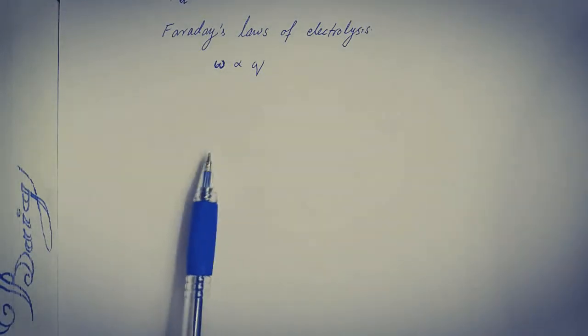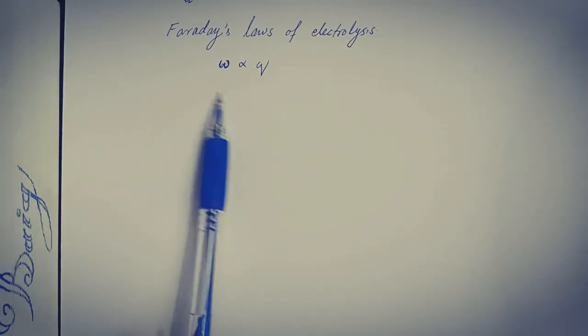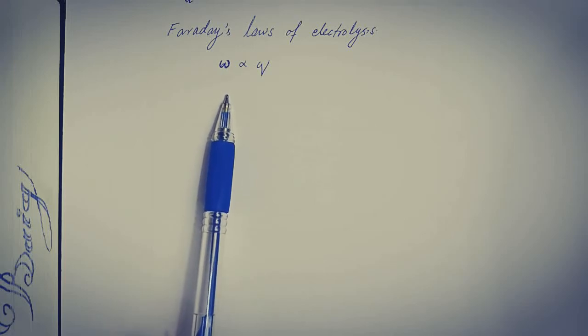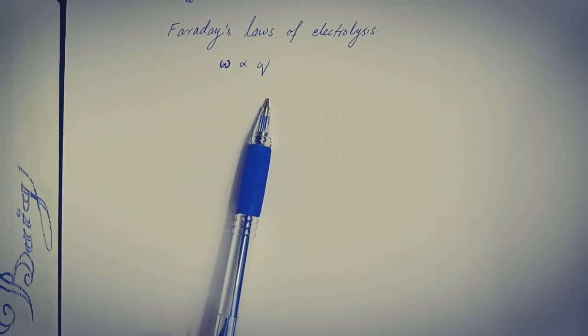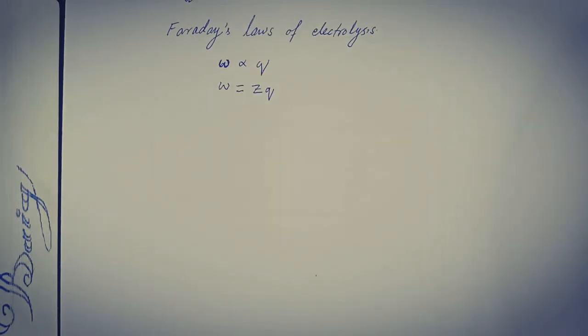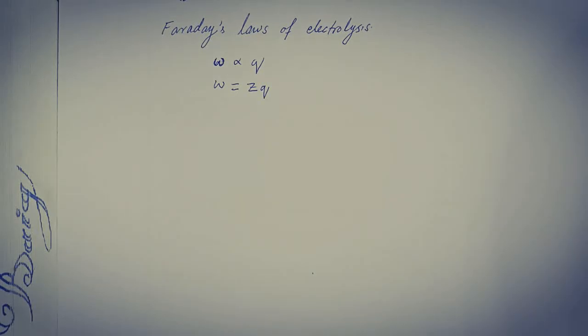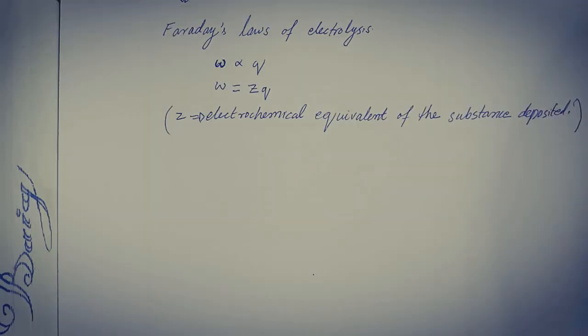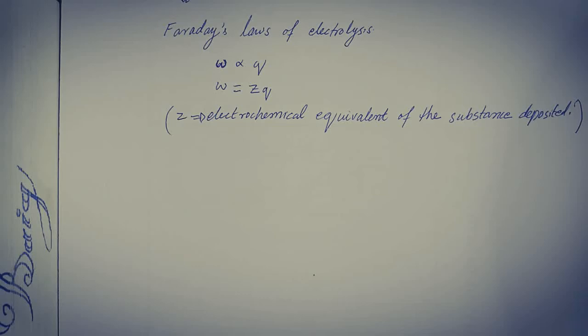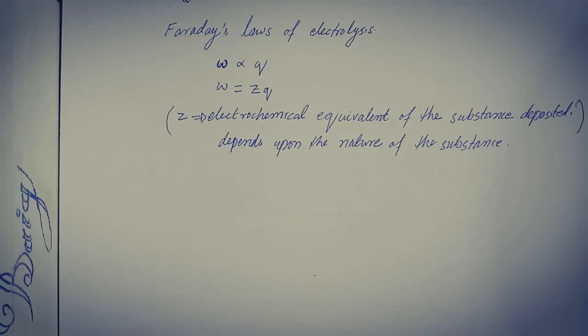So let W be the grams of substance that is deposited on passing Q coulombs of electricity, which are proportional to each other. By replacing the proportionality constant, we need Z, that is the electrochemical equivalent of the substance that is deposited. So here Z is the electrochemical equivalent of the substance deposited, and it depends upon the nature of the substance.